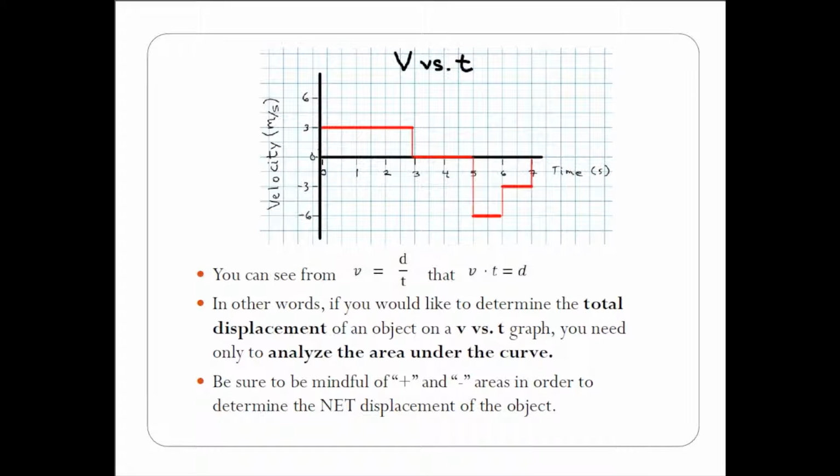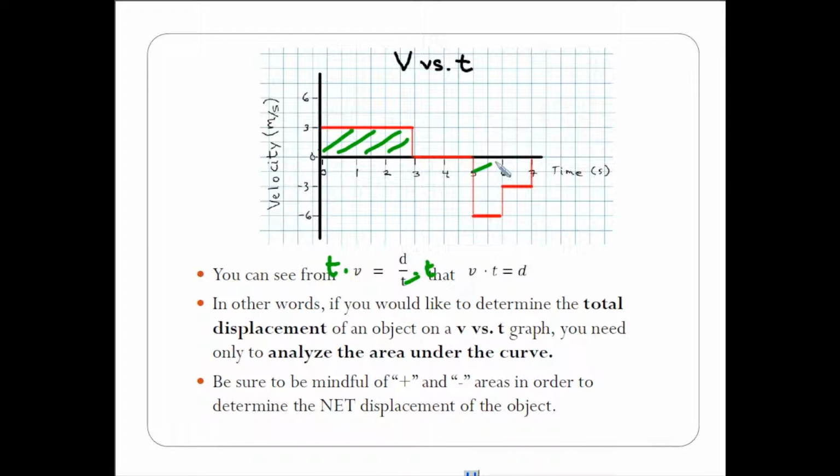Looking at the kinematic equations for velocity, displacement, and time, you should be able to see that if velocity equals displacement divided by time, then if you multiply both sides by time, you end up getting an expression that looks like this, where velocity multiplied by time is equal to displacement. In other words, if you would like to determine the total displacement of an object on a velocity versus time graph, you need only to analyze the area under the curve.